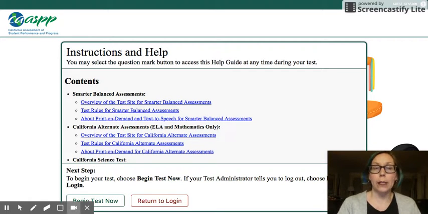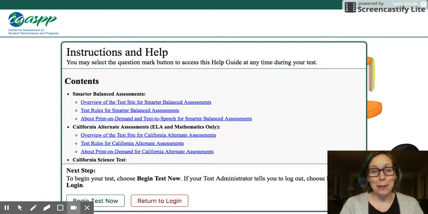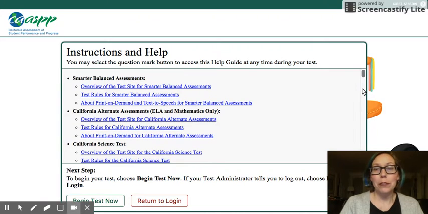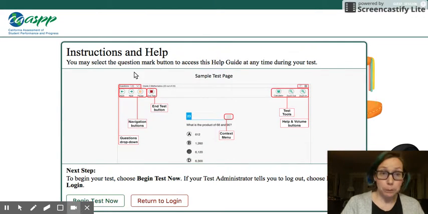So let's look a little more closely at the California Assessment of Student Performance and Progress. You'll notice that when you first signed in, I had you just click on begin test now, but there's actually an informational screen there that shows you what all the buttons do. And I do want to point out that right here, there's a calculator button that you probably didn't notice because you weren't doing a math test.